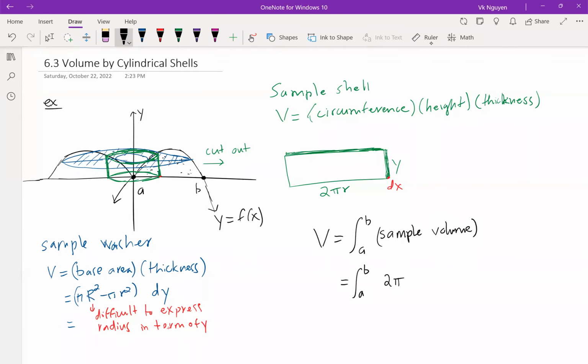2 pi, the radius is r, the height is y, and the thickness is dx. Well, we know y is f(x), right? Because that is the height. And then the radius, as you can see, this is the radius of the ring right here. That is just x. 2 pi x times f(x) times dx.